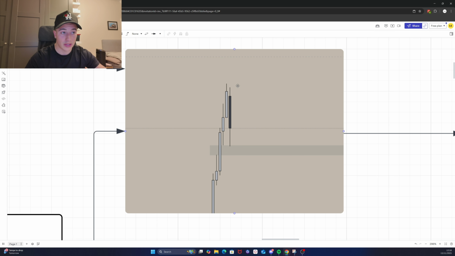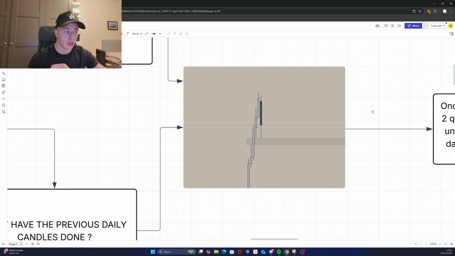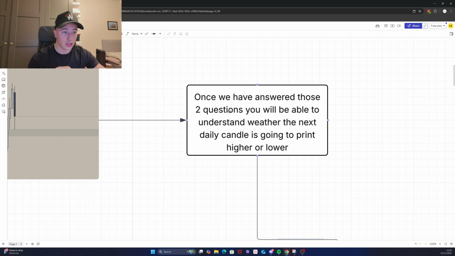For me, the next draw on liquidity is just the next high on the daily time frame. So for me, it was these highs up here. And yeah, that is essentially how I'm finding my direction. That is step one of the model, direction. What have the previous daily candles done, and where is price drawing towards? Once you've answered those two questions, you'll be able to understand whether the next daily candle is likely to print higher or lower.